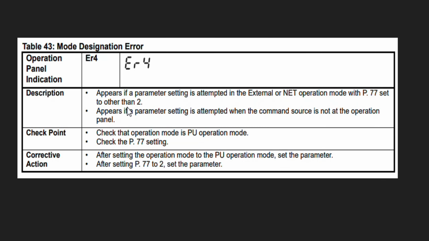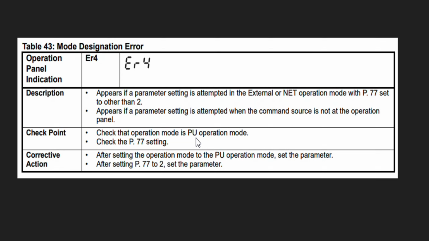Mode designation error, error code is ER4, appears if a parameter setting is attempted in external or NET operation mode with P77 set to other than 2. It also appears if parameter setting is attempted when the command source is not the operation panel. So what do we need to check? Check that the operation mode is PU operation mode. Normally it comes because you have selected a mode other than PU.